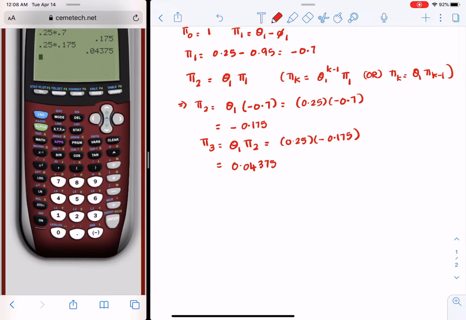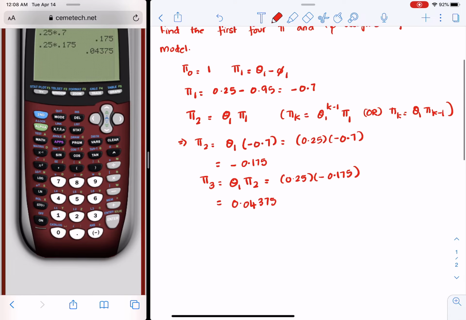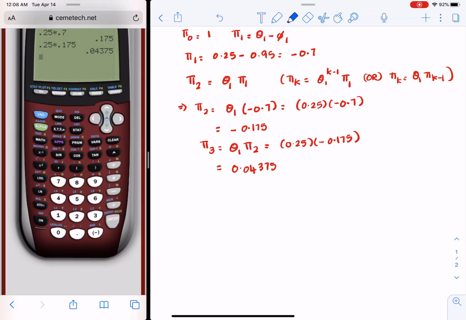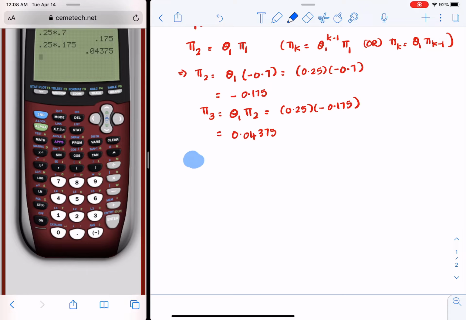They would converge to 0, which is why typically we don't want to have an infinite representation. We can truncate it at some p or q. In a similar manner, we could find the psi weights. Psi naught is equal to 1, and psi k in general is phi 1 raised to k minus 1 times psi 1, or we could write it as psi k equals phi 1 times psi k minus 1.